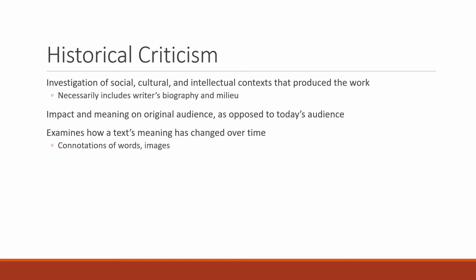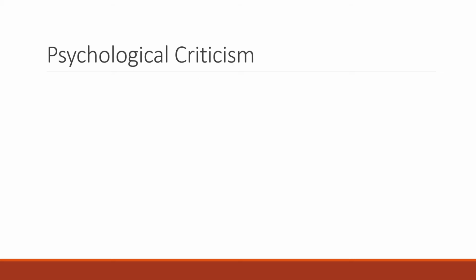So another thing that historical criticism does, it examines how a text's meaning changes over time. Maybe there are certain connotations of words and images that change that will affect the way the text is read and received in subsequent eras. So that's another thing that historical criticism looks at. Another kind of criticism, and it happens to be the one that I find to be very interesting, is psychological criticism.